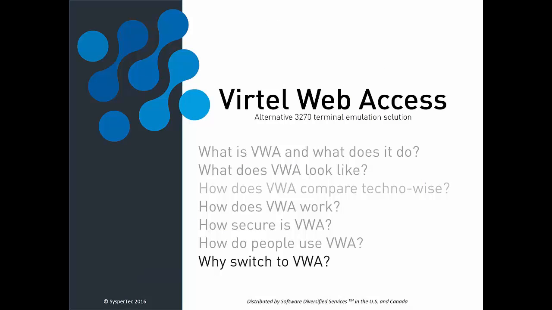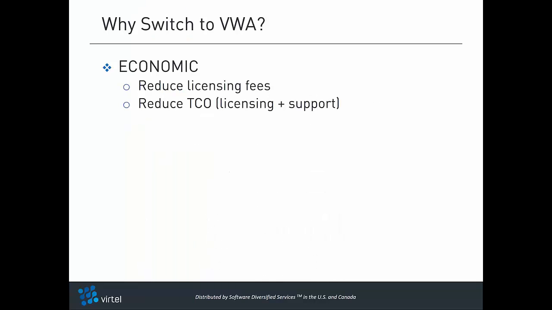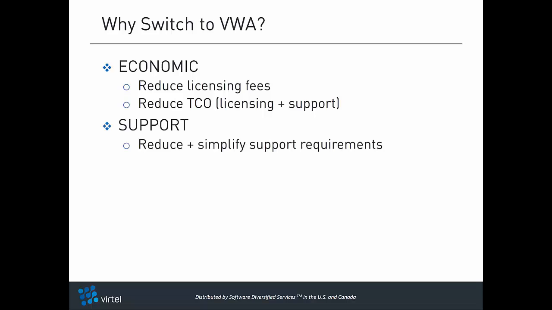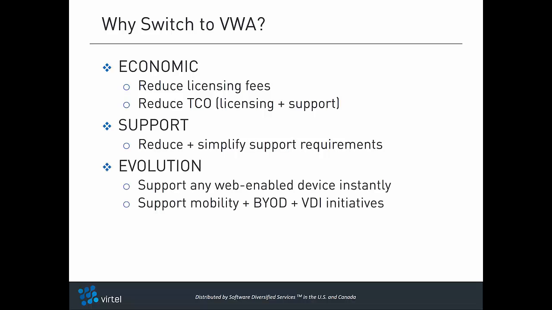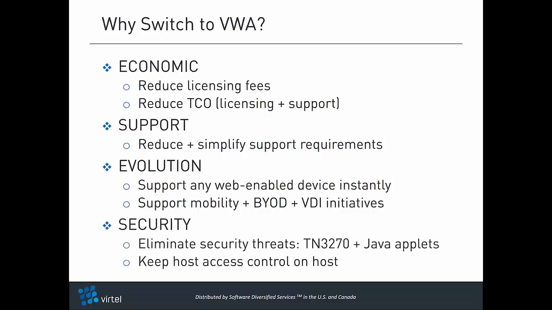So why do organizations switch from their tried and true terminal emulator to Virtel Web Access? For economic reasons, to reduce the licensing fees and the total cost of ownership, to simplify support and reduce support requirements, to support any web-enabled device instantly, including mobile devices, and to support BYOD and virtual device infrastructure initiatives, and to improve security, eliminate the security threats posed by TN3270 connections and Java applets, stop entrusting hundreds or thousands of distributed clients with control of access to host assets, and instead bring that control back to the host where it belongs.